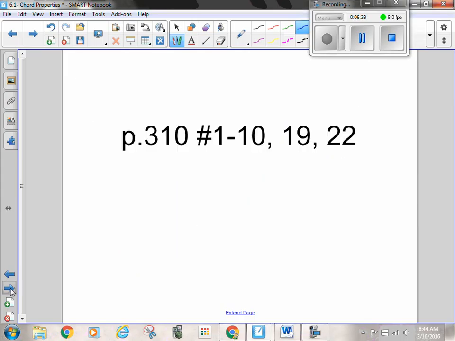All right, so that had lots of different definitions, but nothing too difficult. Use those to refer back to when you're doing this assignment. It's pretty short, 1 through 10 and 19 and 22.